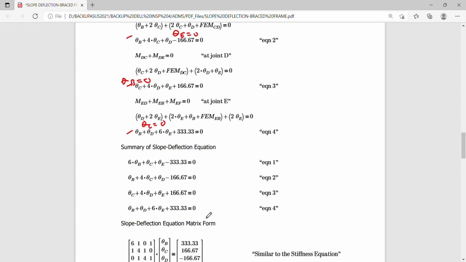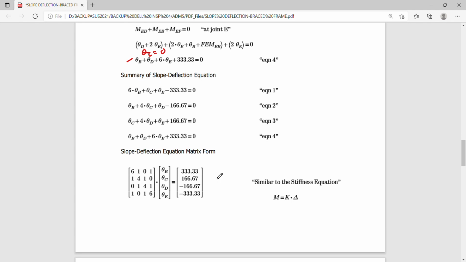Here are 4 equations with 4 unknowns, and of course we use a tool, a matrix calculator, a MathCAD calculator, in order to solve these 4 equations with 4 unknowns in terms of a matrix. We now consider the coefficients 6, 1, 0, 1, 1, 4, 1, 0. This is 0, 1, 4, 1, and 1, 0, 1, 6.